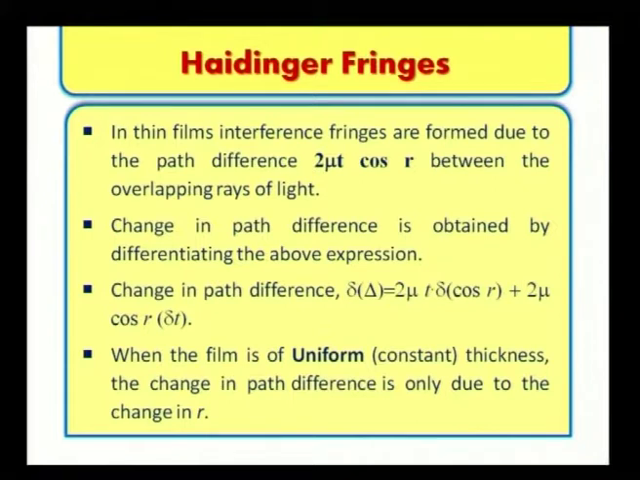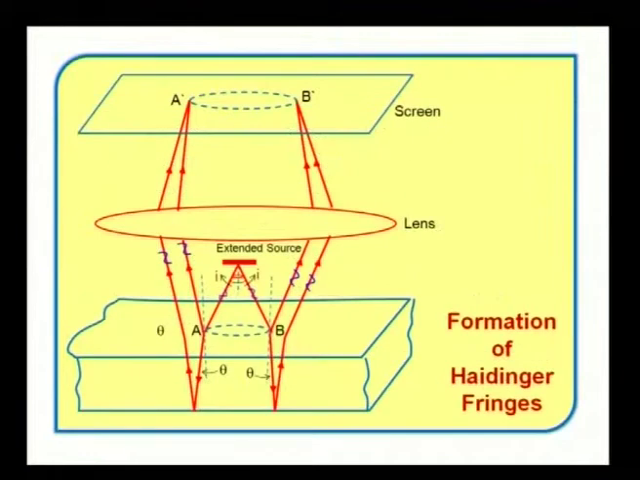The change in path difference is obtained by differentiating the above expression. That is the path difference, right. By differentiating you get delta lambda equals 2 mu t into delta cos r plus 2 mu into cos r into delta t. When the film is uniform, of constant thickness, the change in path difference is only due to the change in r. Now, t matters. So, you have a film here.